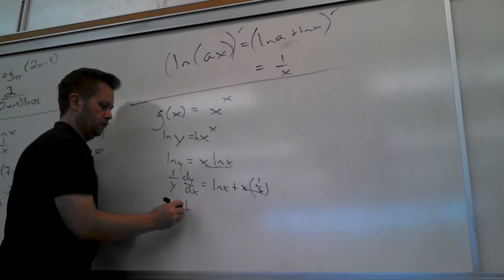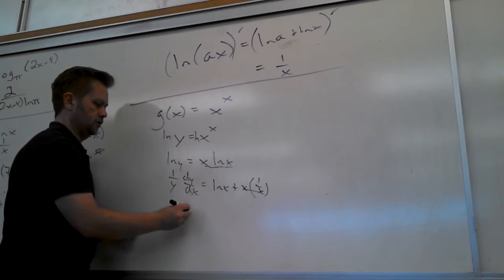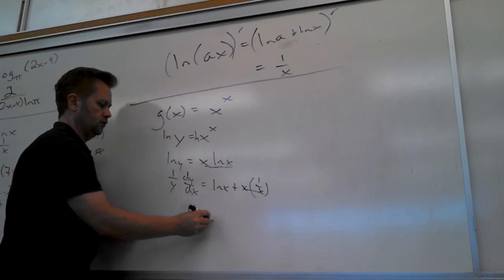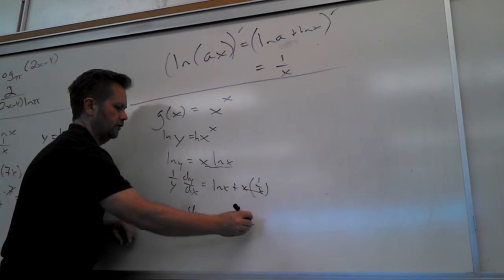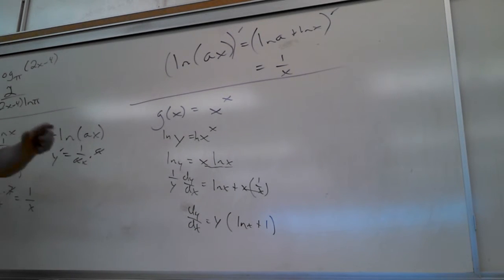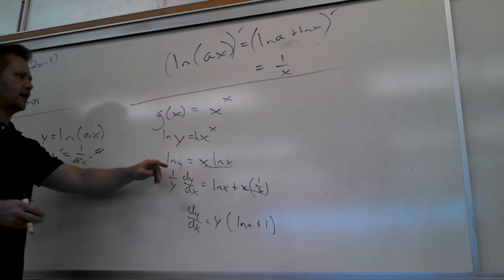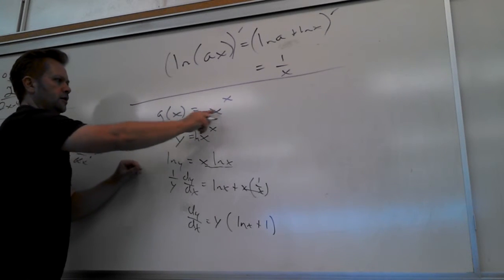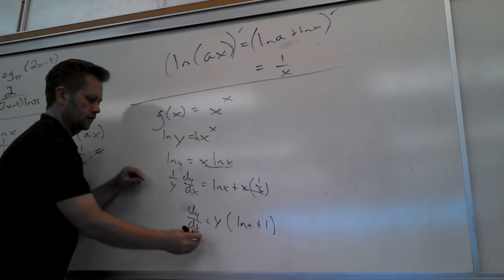So I get 1 over y dy/dx, and let's see if you can finish it. dy/dx equals y times ln of x plus 1. Is that good enough? No, because what is y? y was x to the x.